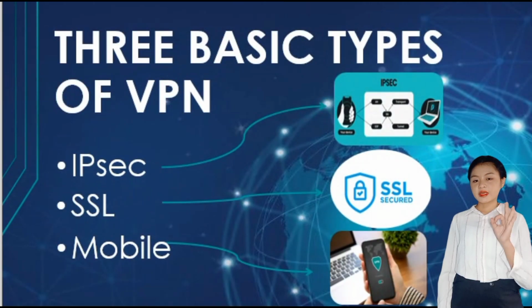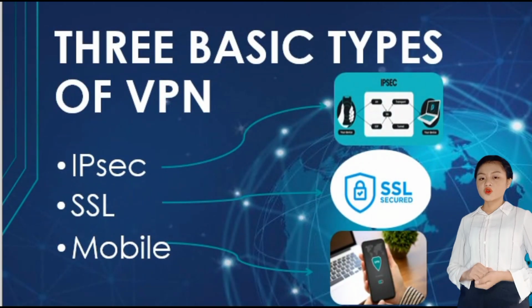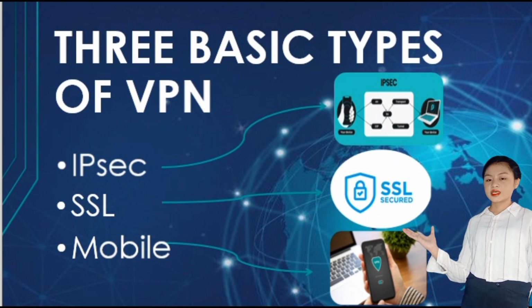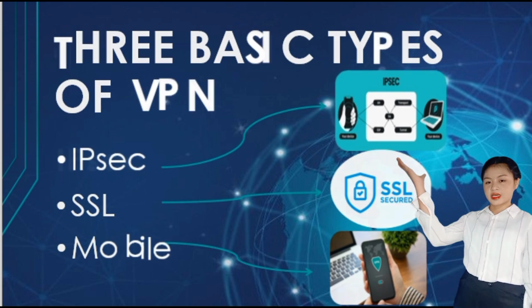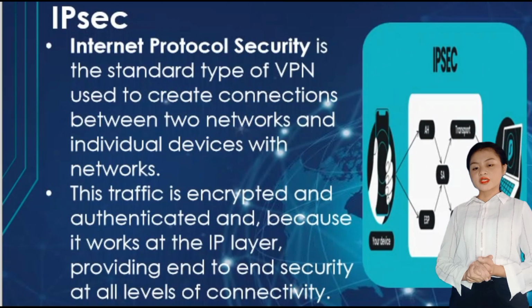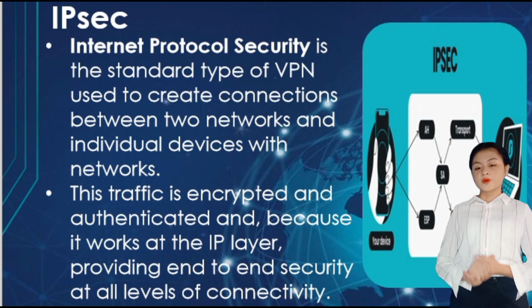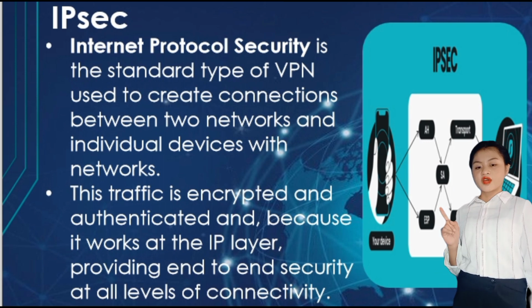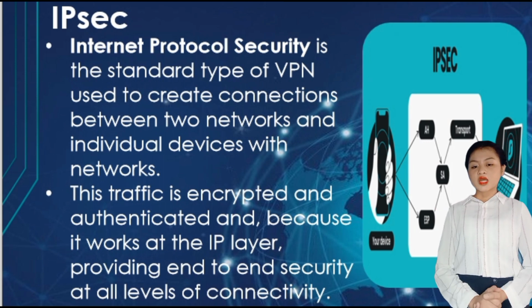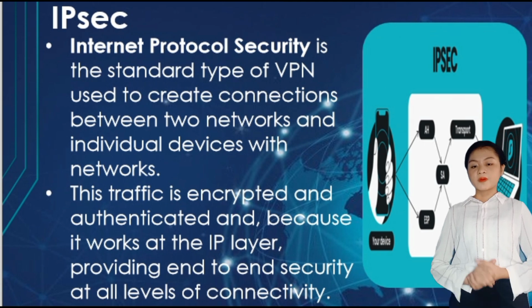So, there are three basic types of VPN. Those are IPsec, SSL, and mobile. So, let's proceed to the IPsec. IPsec, or Internet Protocol Security, is a standard type of VPN used to create a connection between two networks and individual devices with networks. This traffic is encrypted and authenticated, and because it works at the IP layer, it provides end-to-end security at all levels of connectivity.